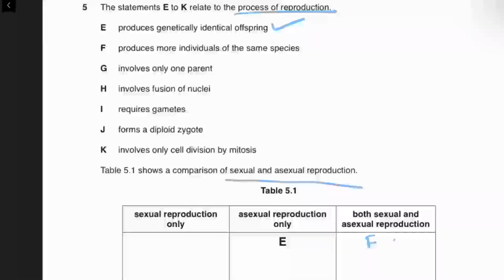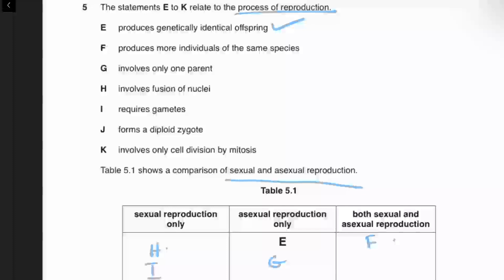Involves only one parent: asexual reproduction. Yes, they are usually clones from only one parent. Involves fusion of nuclei: sexual reproduction. This is not a place for you to talk about your fantasies, right? Requires gametes: sexual. Asexual, you don't have gametes. One cell, like in mitosis, divides to form another cell. Forms a diploid zygote: both? Zygote is produced. No.